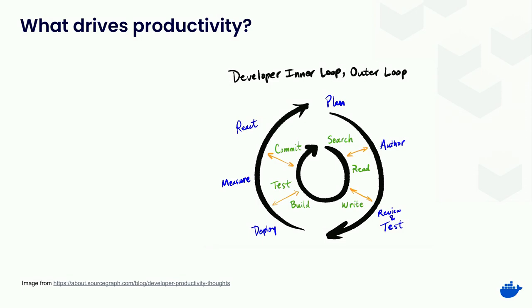You may all see this inner loop where you think about how to build a feature, how to write something new that you need to do. Then you write it, build it, test it, and commit if everything is good. This inner loop is very important because you need to do it very fast, and you are interested in staying in this inner loop as long as you can.